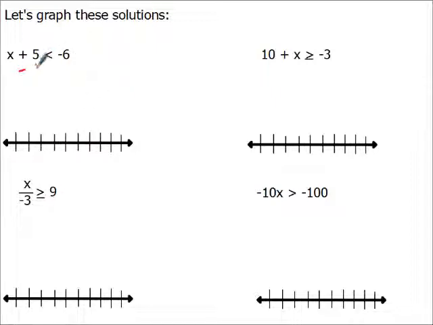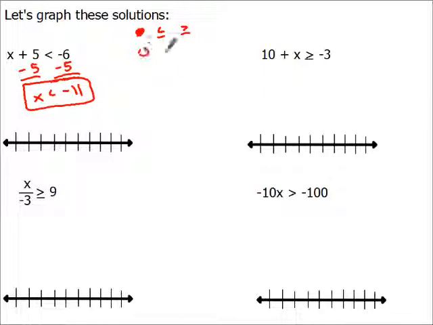So the first thing you're going to do here is subtract 5. So you're going to get x is less than negative 11. Now, you look at the symbol. Again, remember, a closed circle is for less than or equal to and greater than or equal to. Open is for less than or greater than. So we have our number line here. Let's just throw negative 11 in the middle. If I look at my symbol here, that's going to be an open circle.